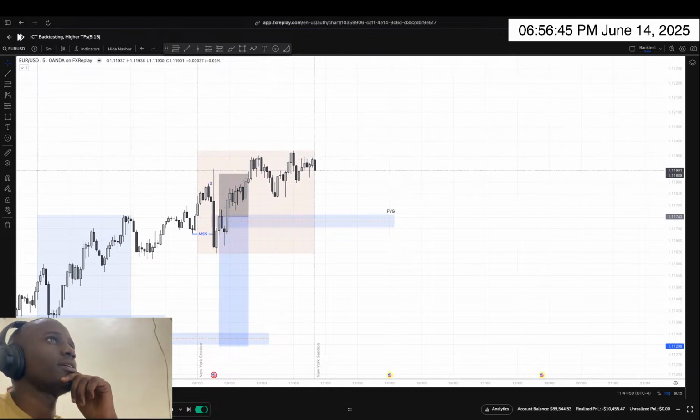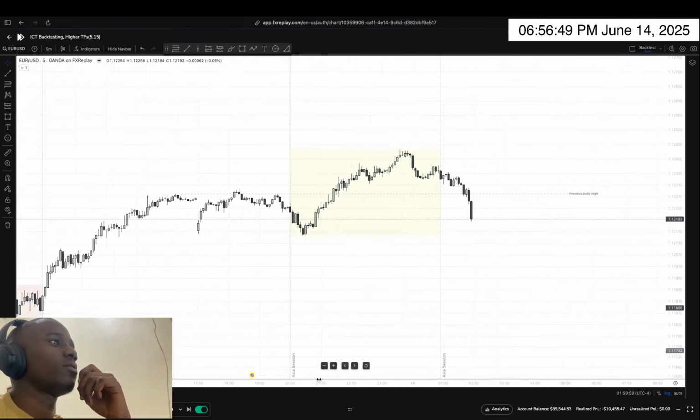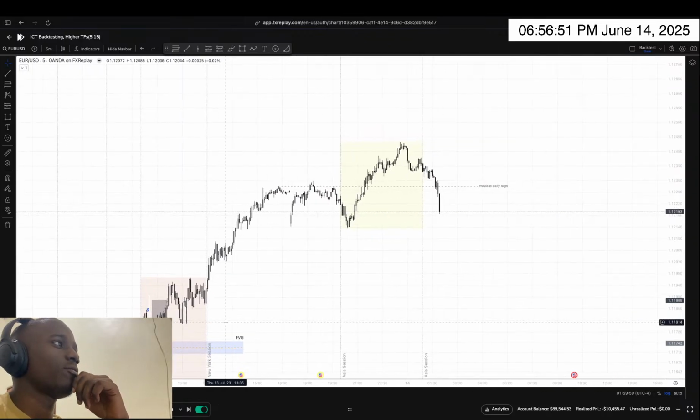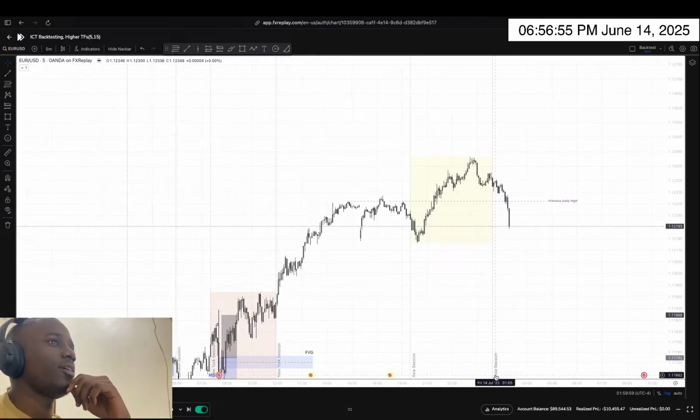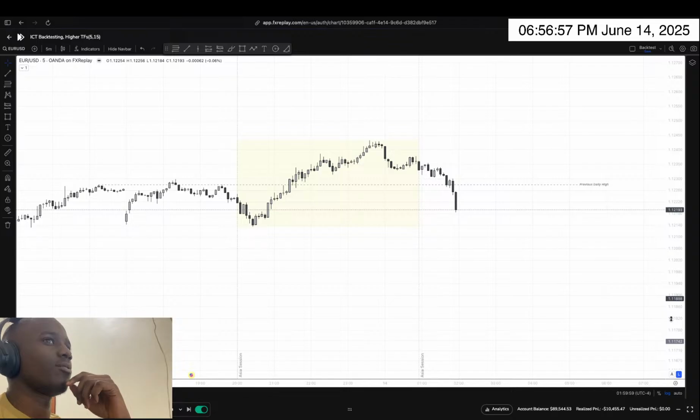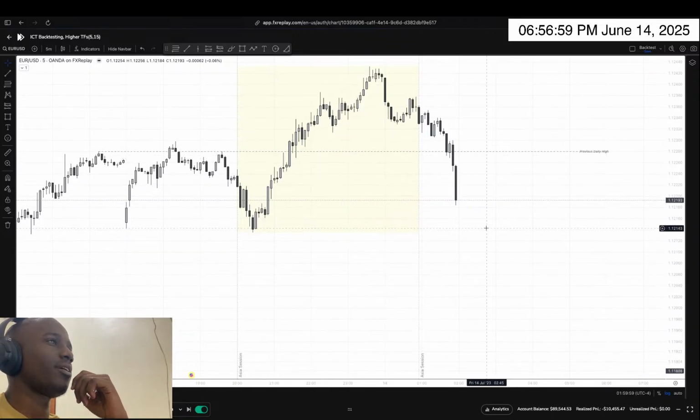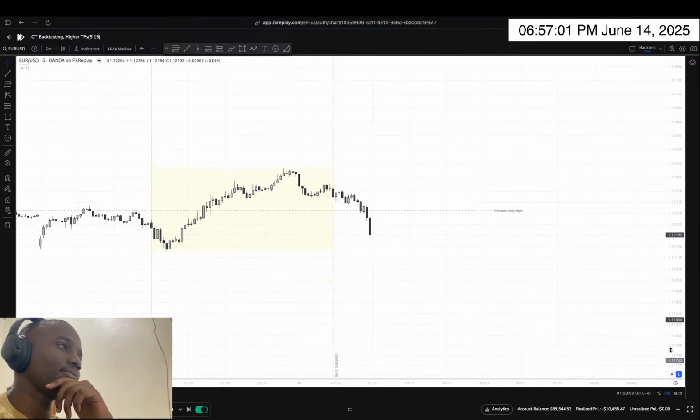Let's go to the next day. You can see that overnight we pushed higher, higher, higher, higher. And in Asia now, we already took out the previous day high.